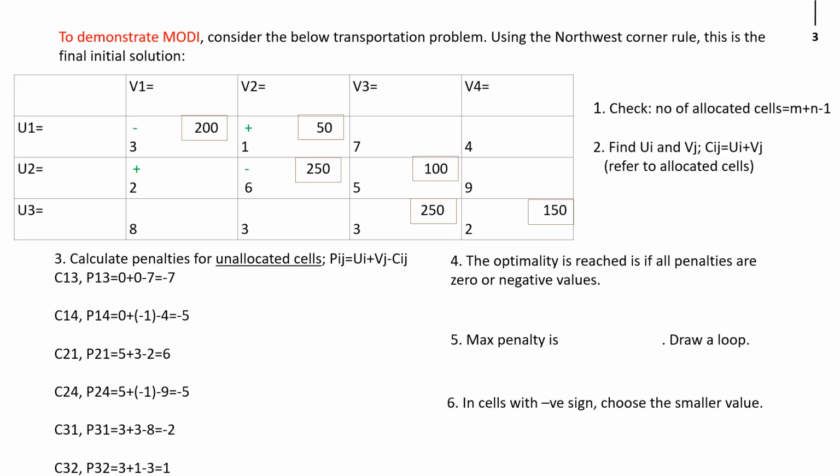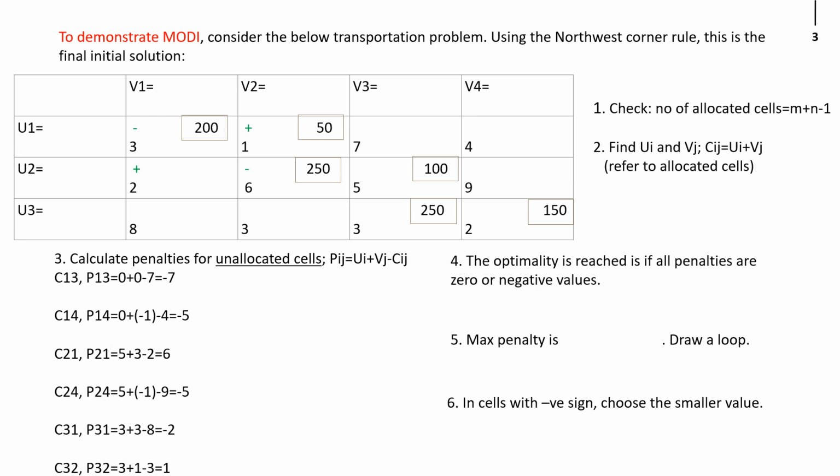To demonstrate how MODI works, we can consider the below transportation problem. By using the northwest corner rule, this is the final solution. The smaller boxes here refer to the allocation of units. Meanwhile, the values of 3, 1, 7, 4, and so on are the costs.